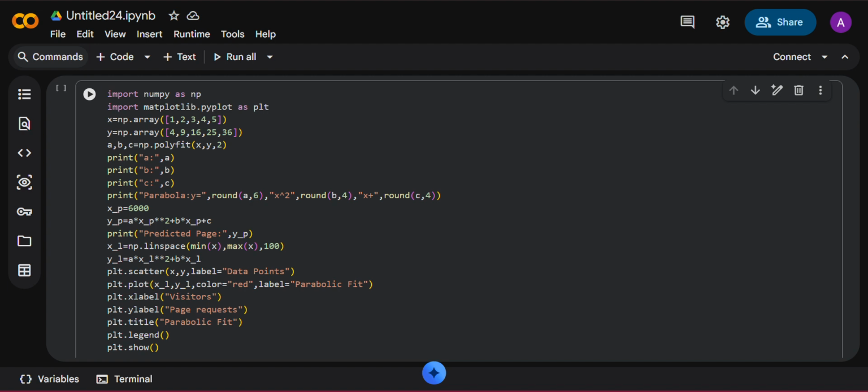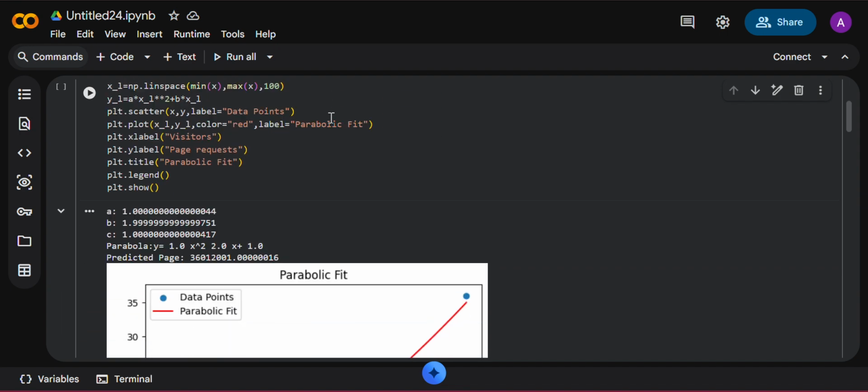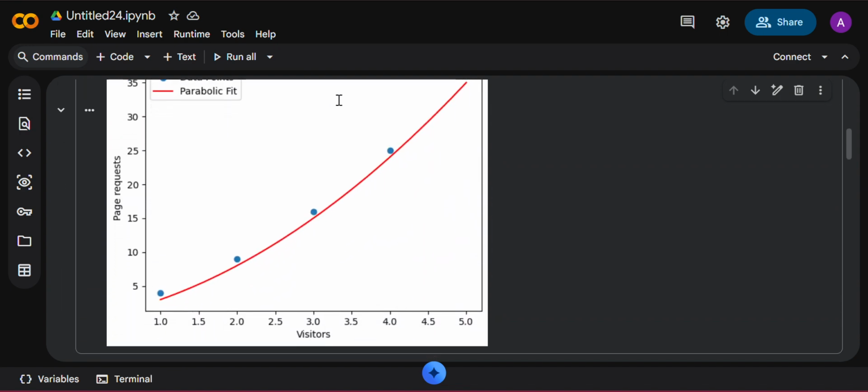We use the plt.scatter function and the plt.plot function, and label the x-axis and y-axis as visitors and page requests, and then the plt.plot function is used to plot the data in the graph. So the scatter represents the actual data, and the curve represents the best fit parabola. So the output is displayed here. Thank you.